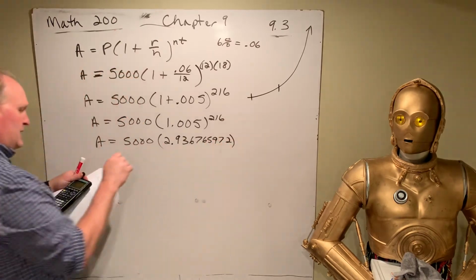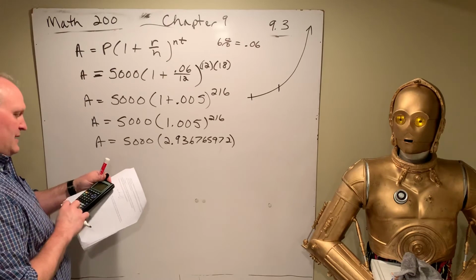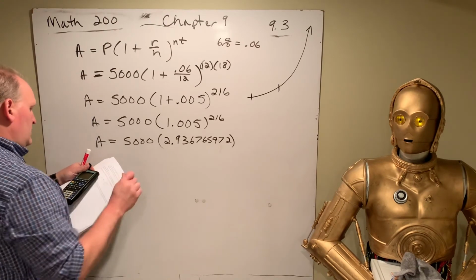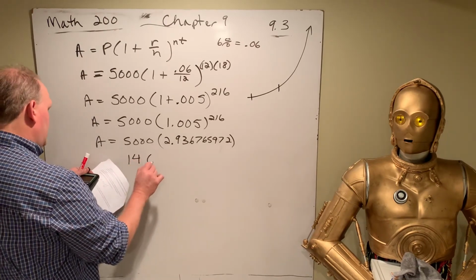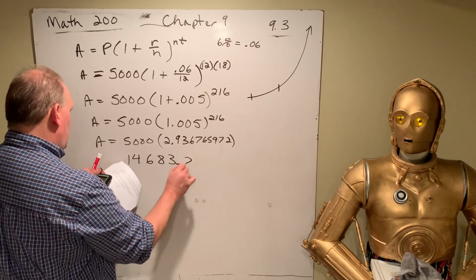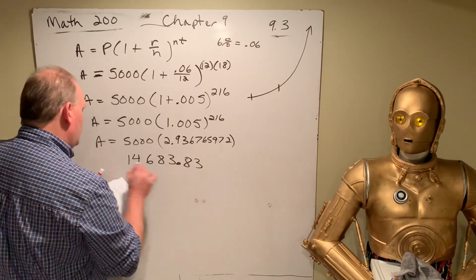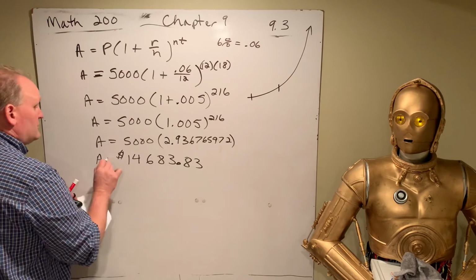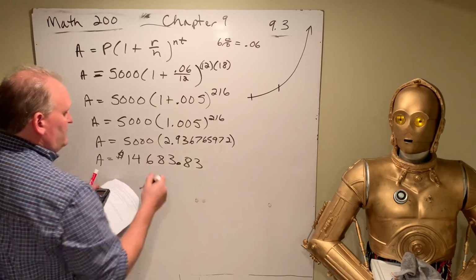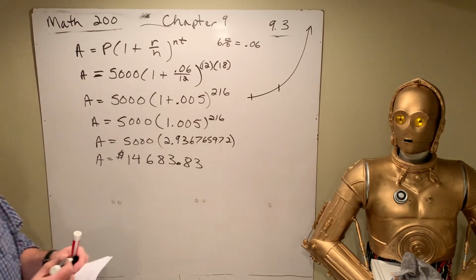So I'm leaving that in my calculator and just hitting times 5,000. So you'll have $14,683.83 in 18 years. Your 5,000 became almost 15,000.